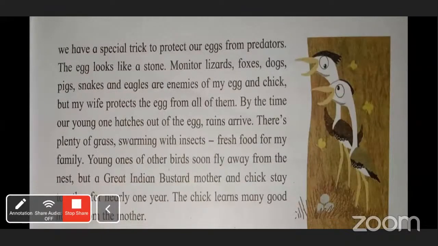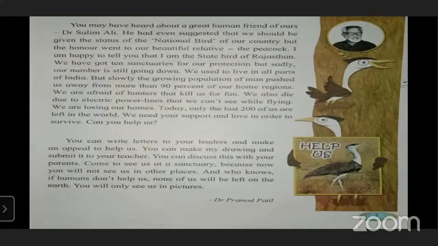Okay, so the bird is asking, can you help us? You can write letters to your leaders and make an appeal to help us. So what the birds are suggesting to us is that you can write a letter to the leaders and make an appeal for us. What do you mean by appeal? That we all human beings should help these birds, because some human beings, for the sake of fun, are just killing the birds. So you can make my drawing and submit it to your teacher. As many pictures as you draw, you should submit them to your teacher.